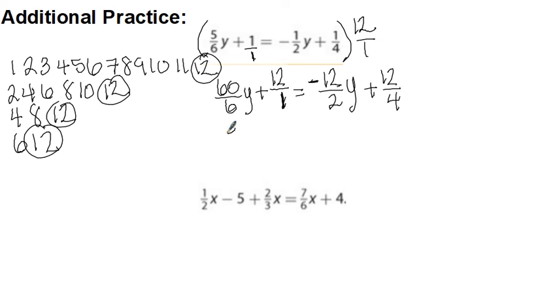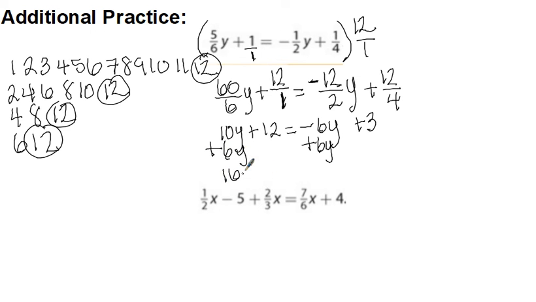So when you reduced here, you should have gotten, not 5, 10y plus 12 equals negative 6y plus 3. I got negative because this was a negative 12 divided by 2. See how it was negative in the first place. All right, I'm going to add 6 to both sides. That's a smaller coefficient. I get 16y plus 12 equals 3 because this cancels.